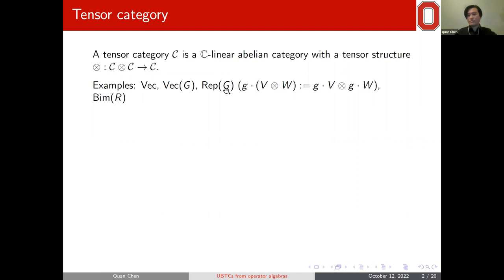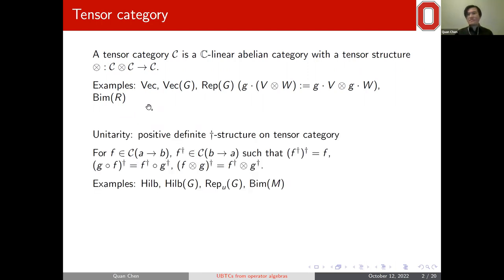And also for a group G, you can talk about the G representations. The tensor product is given by G acting on V tensor W. If V and W are representations, then the tensor product is given by the tensor product as vector spaces. And also you can talk about representations of a Hopf algebra or quantum group. They're all tensor categories. And another one, if you start with a ring R, then the R-R bimodules form a tensor category. The tensor product is given by the relative tensor product over R.